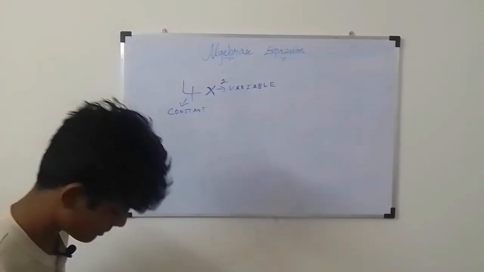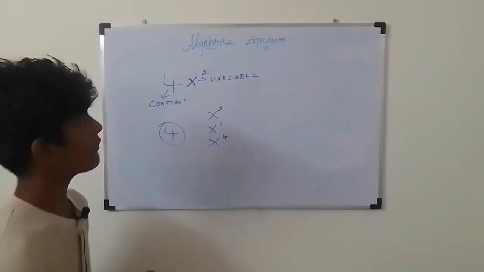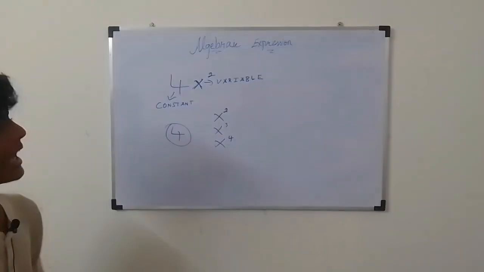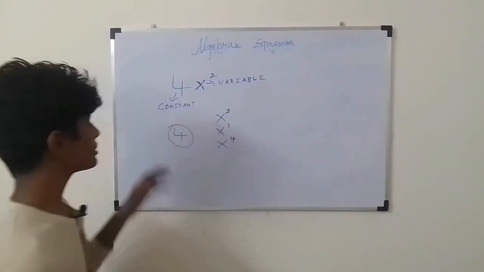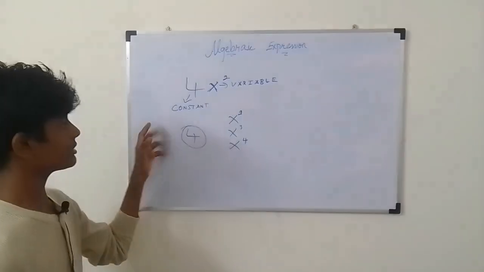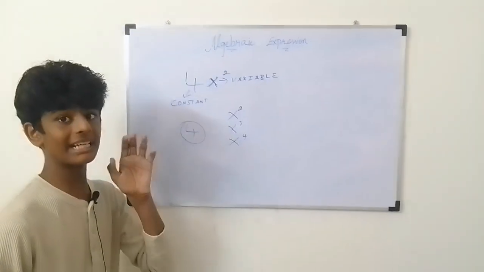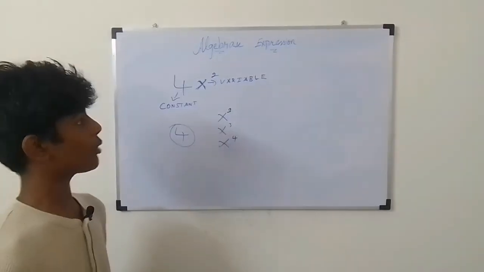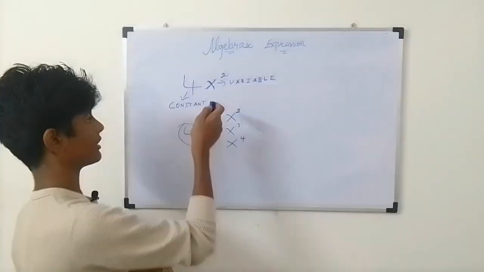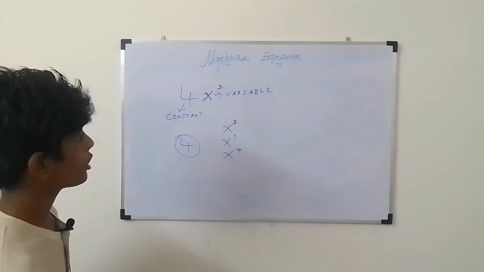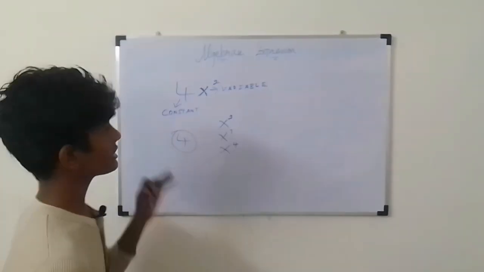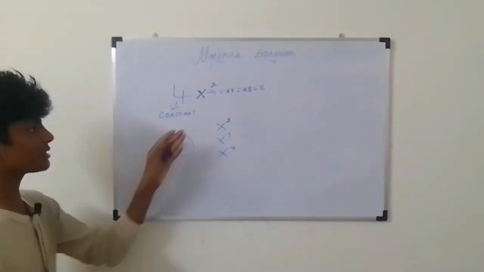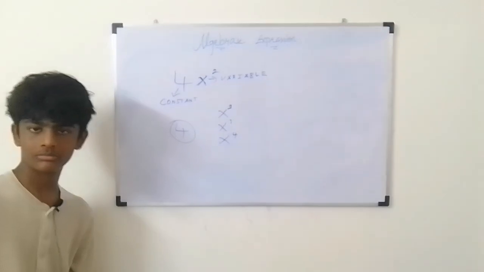So what's a variable? A variable is a symbol that represents a quantity that can vary. A constant is a symbol which represents a quantity that cannot vary. So that's the basics of algebraic expressions: constants and variables.